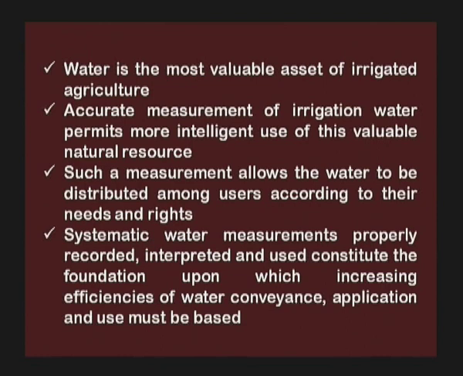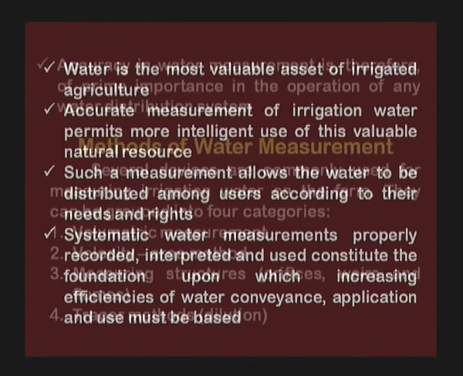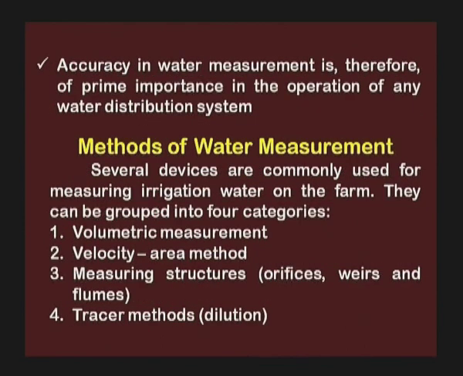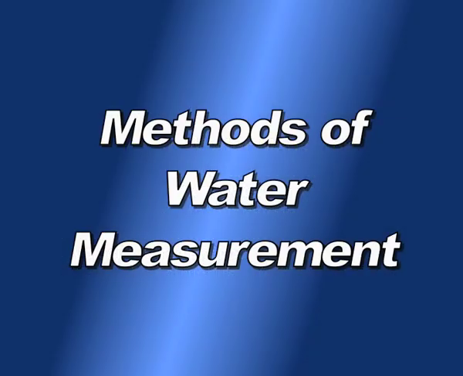Systematic water measurements, properly recorded, interpreted, and used, constitute the foundation upon which increasing efficiencies of water conveyance, application, and use must be based. Accuracy in water measurement is therefore of prime importance in the operation of any water distribution system.